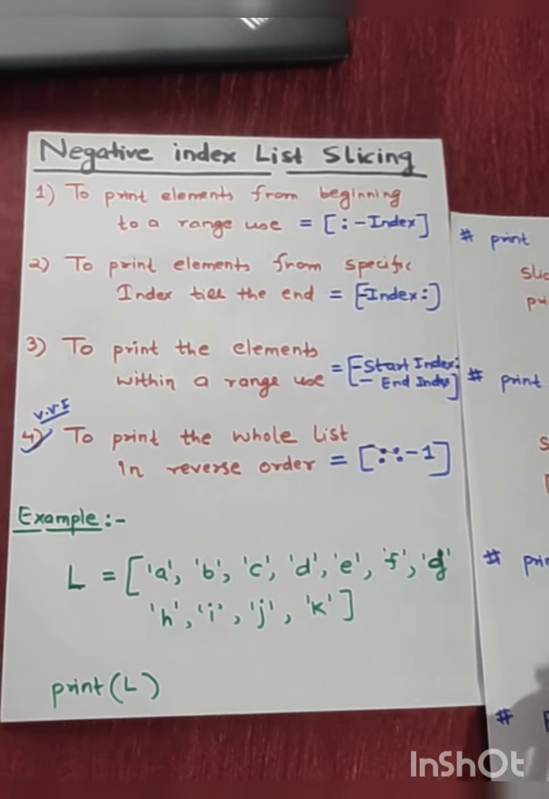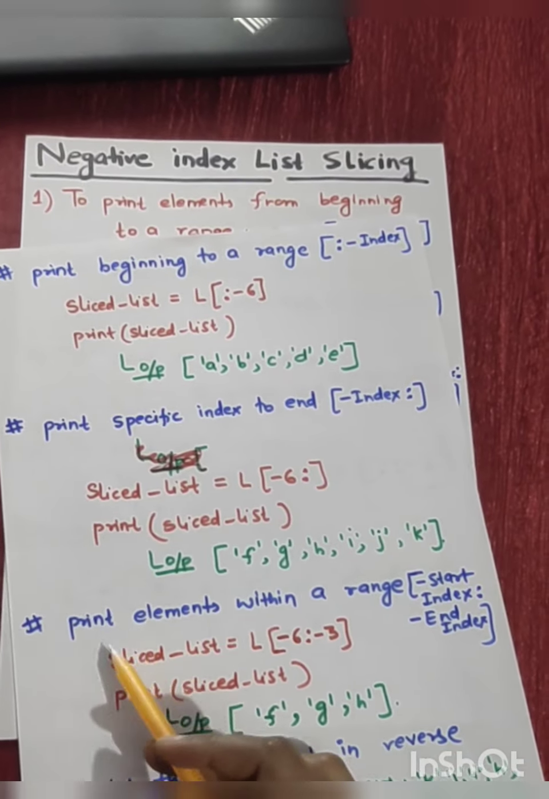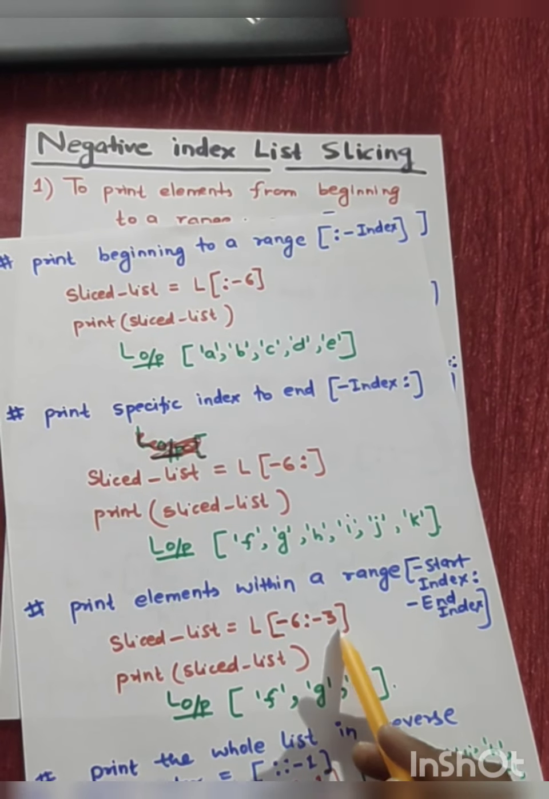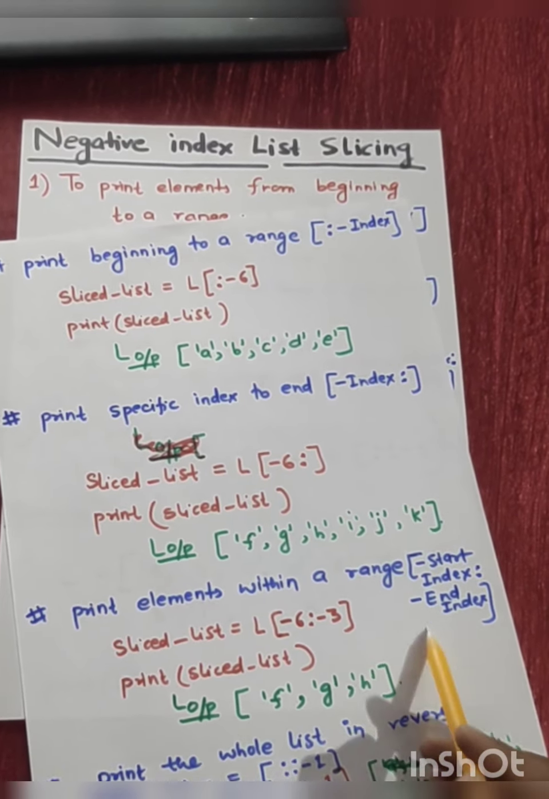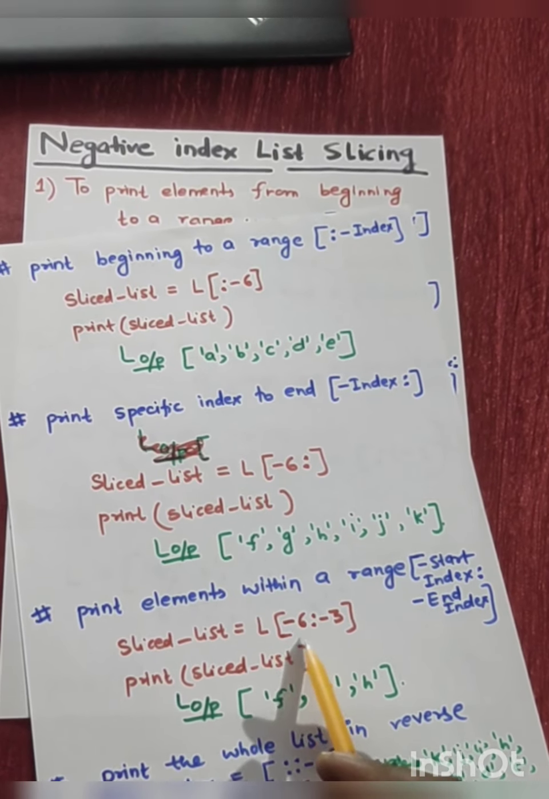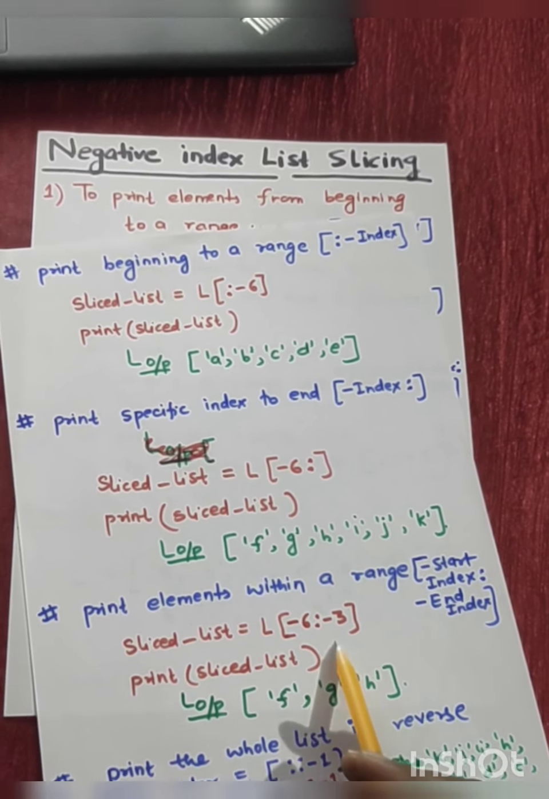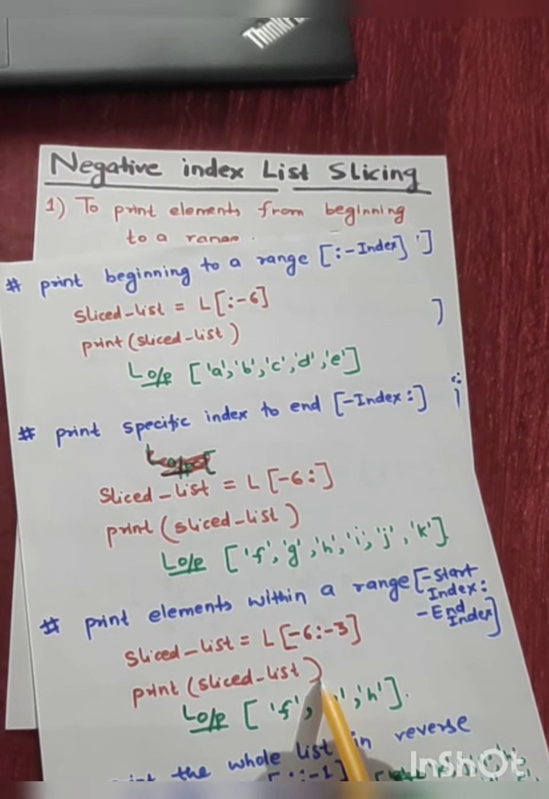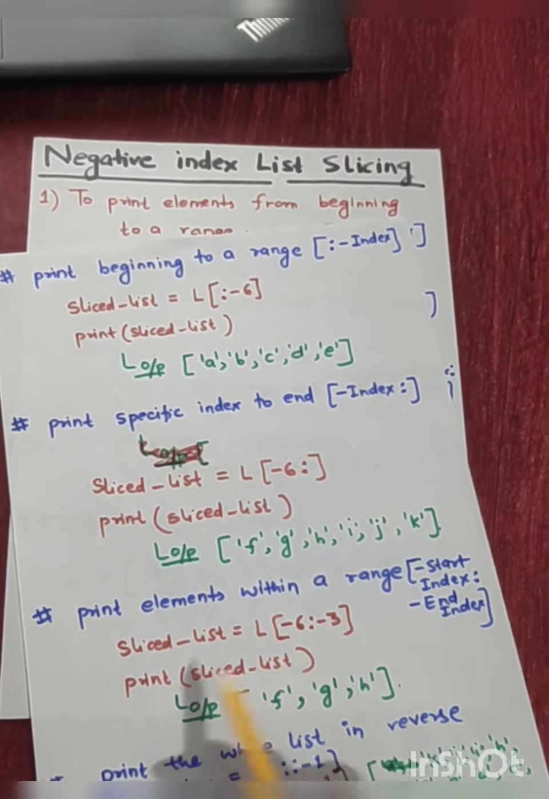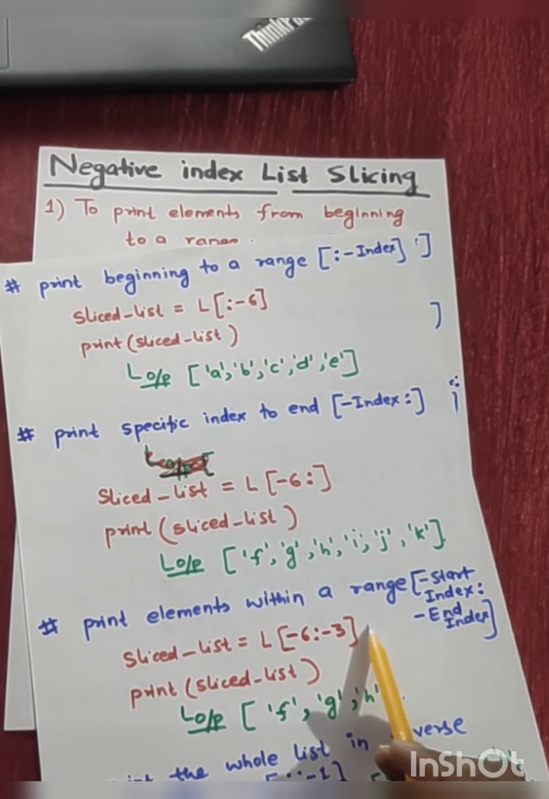Here one trick also comes in the third one. If you want to print from minus 3 to colon minus 6, it will show only an empty list, because with negative indexes you can go from low to high, you cannot go from high to low. So here one exception will come.